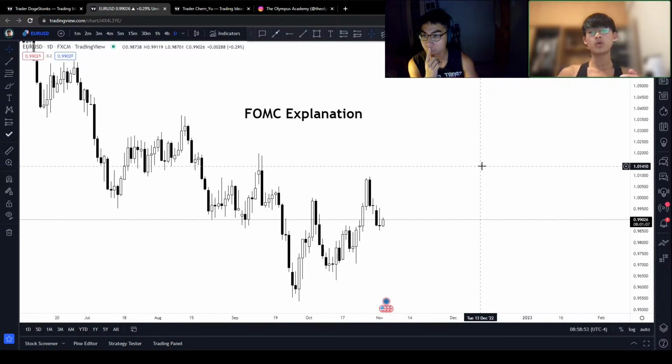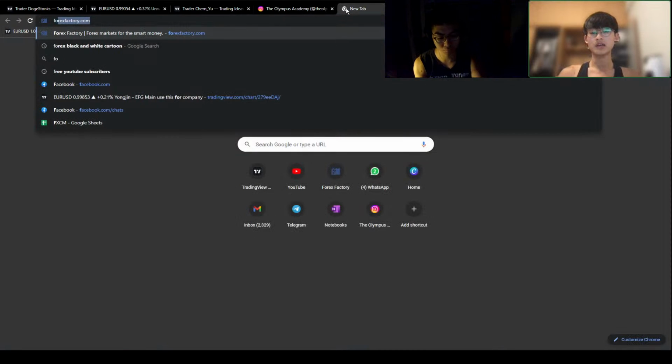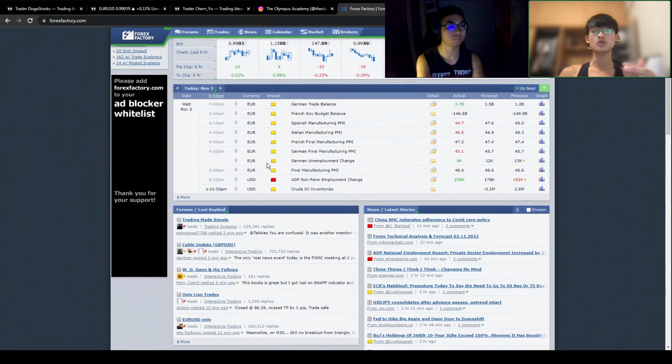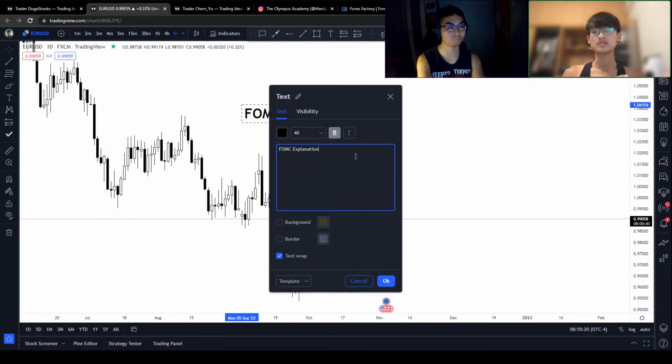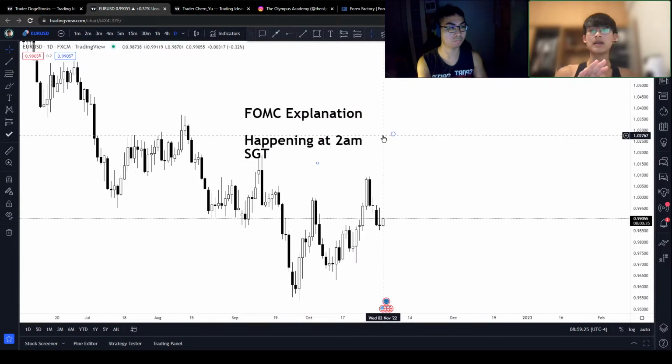The reason why this FOMC meeting is so crucial is because for the past few meetings, the Feds have actually been hiking rates by 75 basis points, hiking aggressively. However, there's been recent news that there might be a Fed pivot, which means they might switch up their stance from aggressive to a more accommodative stance. With that, we can definitely start to see the USD weaken and the other currencies strengthen. So that's why tonight's FOMC is so important, and we will definitely have to keep a lookout.